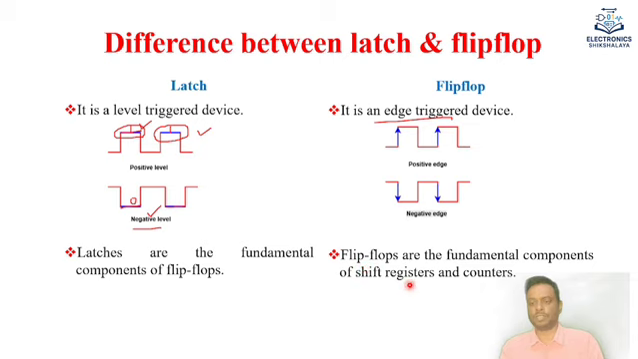These are the types of flip flops. The main difference between latches and flip flops is that latches can be built by logic gates, and flip flops can be built by latches. Also, latches are level triggered devices, and flip flops are edge triggered devices. Flip flops are enabled by a clock pulse, but in latches we don't have a clock pulse; we have the enable signal. So that is the difference between latches and flip flops.